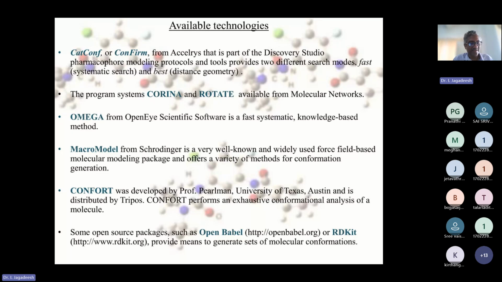And these are all the software packages which are available to do conformational analysis.